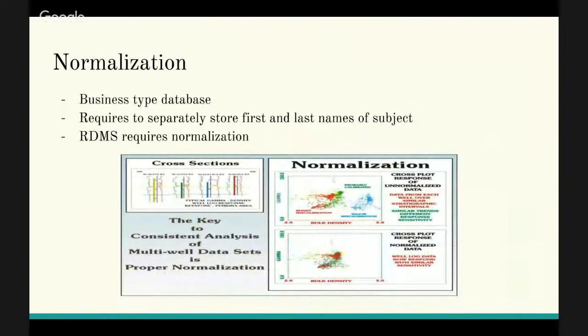Normalization is a business-type database. In the database, you must store the first name of the specific subject and the last name of the specific subject in different categories. Normalization minimizes data redundancy, in other words, a large amount of unneeded data. Relational database management systems require normalization.